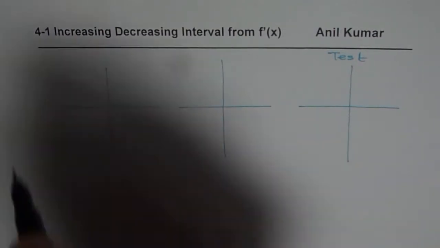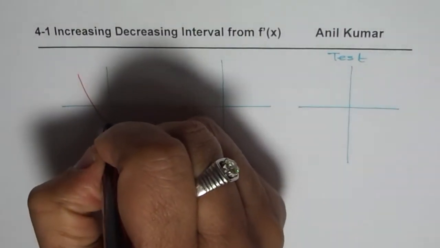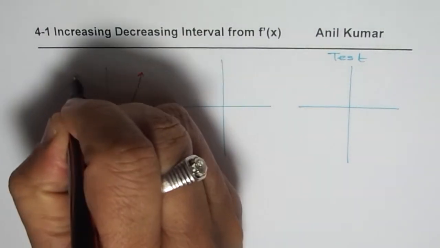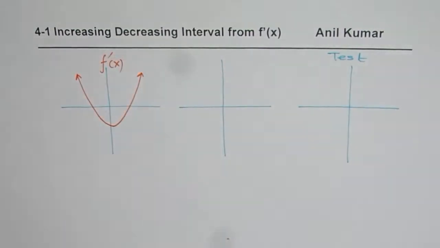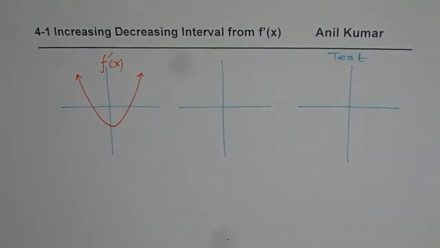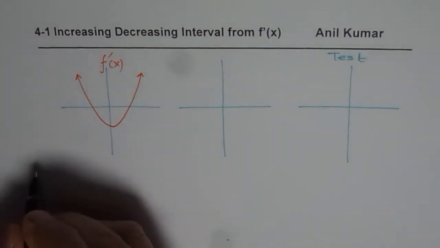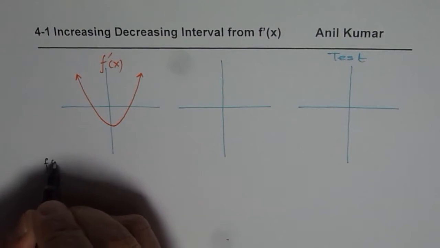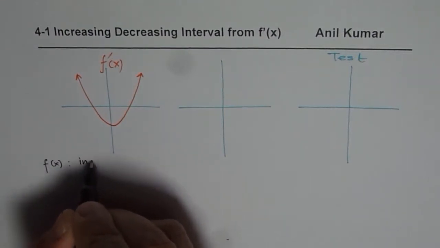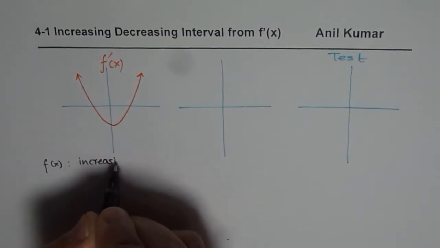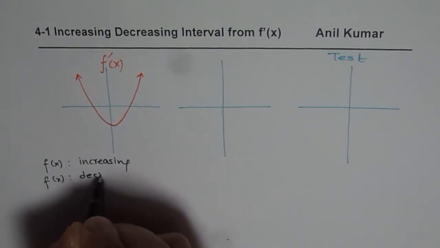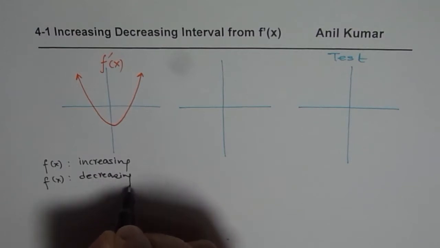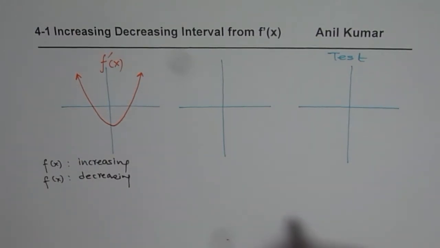So let me draw one derivative which is kind of a parabola. Let us say this is my derivative of a function, and I'm writing this as f'(x). Remember, this is not the function itself. It is the derivative of a function, and we want to know from here when f(x) is increasing, right? And when is f(x) decreasing? So we are interested in these intervals for the functions which I am sketching, right?